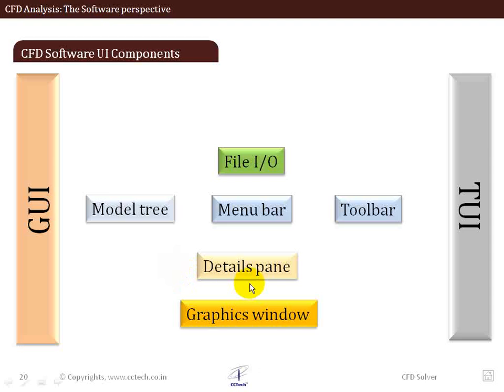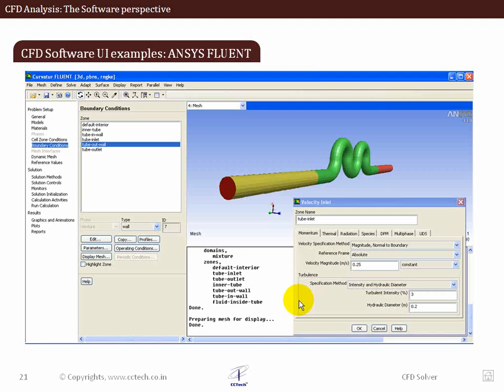We have a details pane where we can enter details. So this is more or less a combination of GUI and TUI that we feed in some data, and we also use the mouse at the same time. And ultimately, to be able to analyze the results, we should have a graphics window. So that's the components that you can expect from a CFD software usually. So these are some examples we are having.